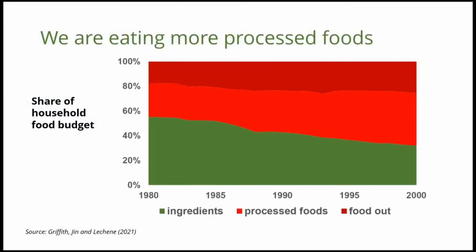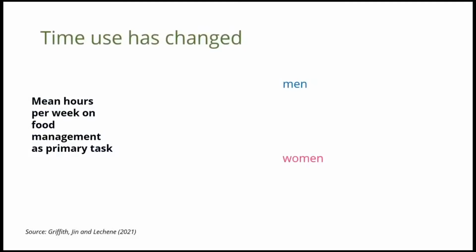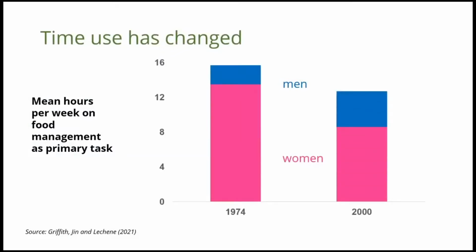If we look at the share of the food budget that goes on ingredients versus processed food and food out, we see that there's been a fall in the consumption of ingredients, quite a considerable fall from something like 55% to something like 35%. We see this not only in the expenditure shares, but in quantity shares as well. So this may be somewhat surprising given the change in relative prices, and one reason for this might be changes in time use.